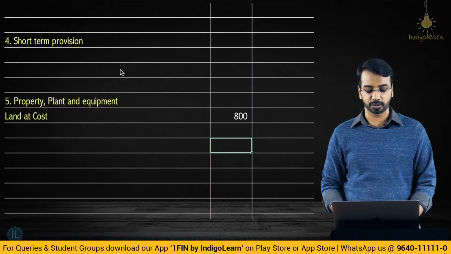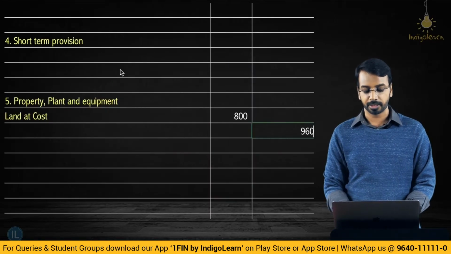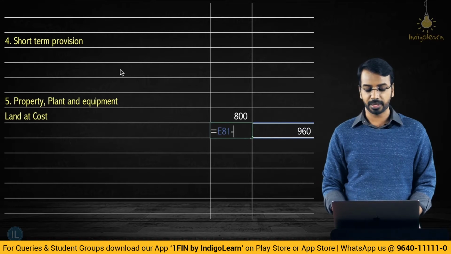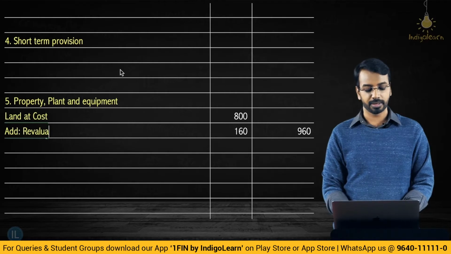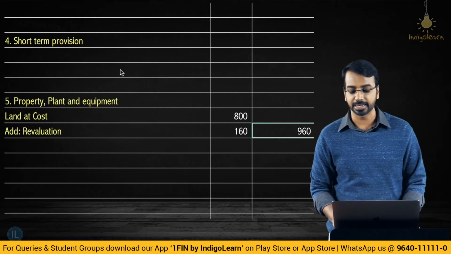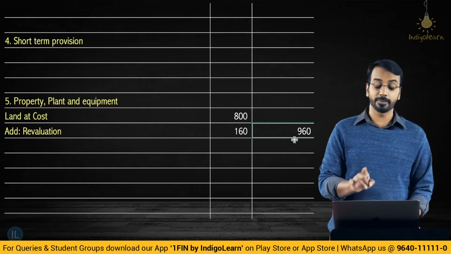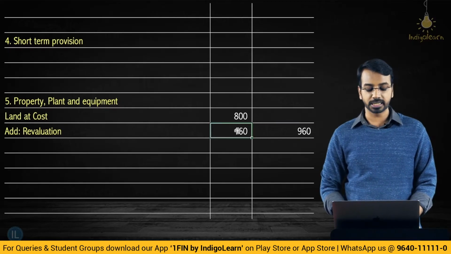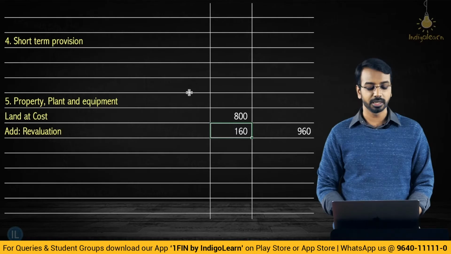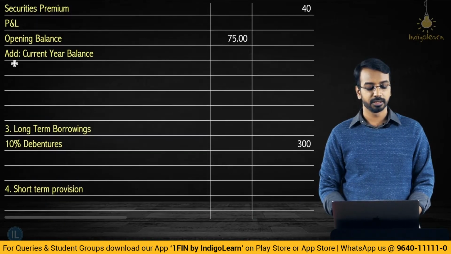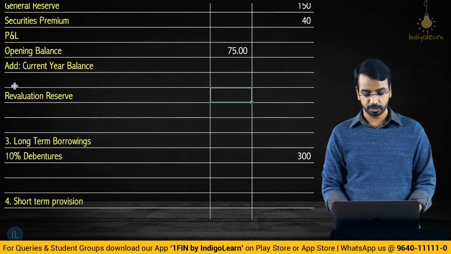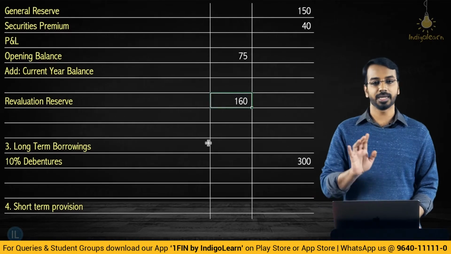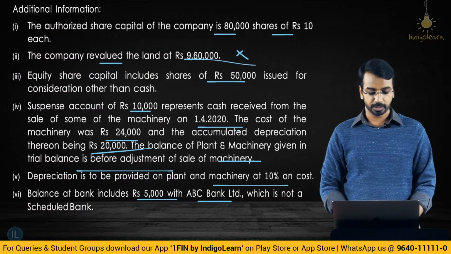So from 800, if you have to take it to 960, how much is the revaluation? 960 minus 800, 160 is the revaluation. So at revaluation 160, you get 960. Correct? Now this is the closing balance of only land, not the PPE. Now this 160 will have a corresponding impact on revaluation reserve. So immediately, you can just put a line item here and say revaluation reserve 160. So with this, both the adjustments are done, right? Now coming back, this part is completed.